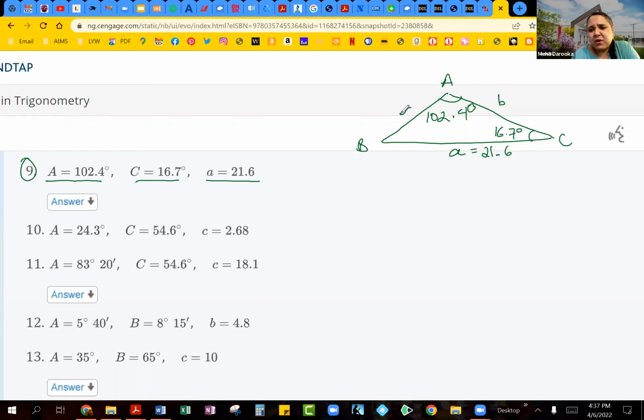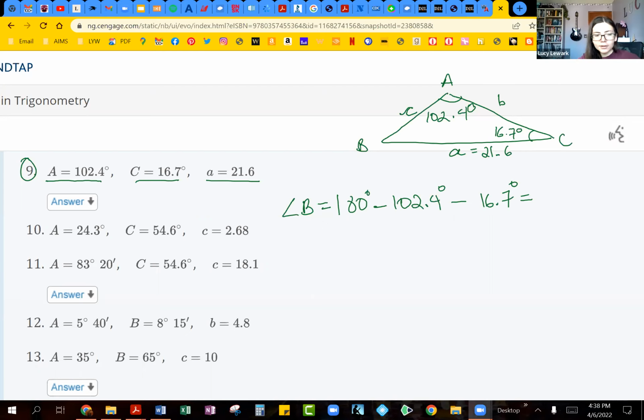What do you think the measurement of angle B is going to be? Is it 60.9? Alrighty, let's see. Because it's still the same idea, right? The three angles in your triangle have to add up to 180 degrees. So you will take 180 degrees minus the given angles. So that's 102.4 for angle A minus the 16.7 for angle C. And Lucy, you said 60.9, yeah. Very good. So you will end up with one decimal place in this case. So 60.9 degrees. So that will be this guy here.